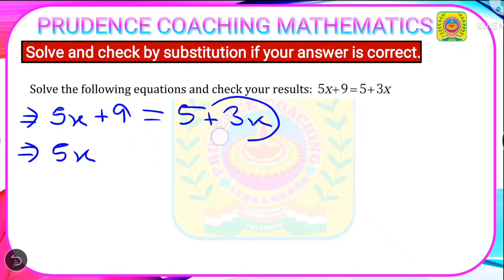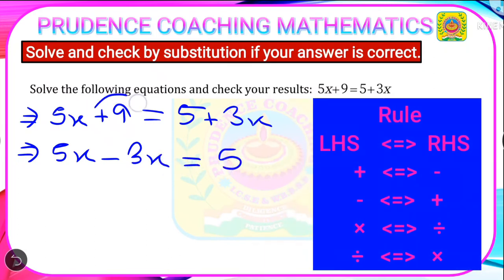So we will bring this one to the left hand side, which will become minus 3x because it was plus 3x, equals 5 which we already had, and plus 9 we need to take towards the right, which will become minus 9.